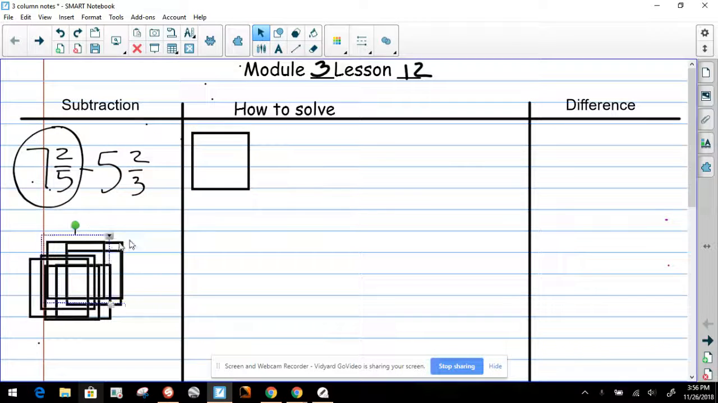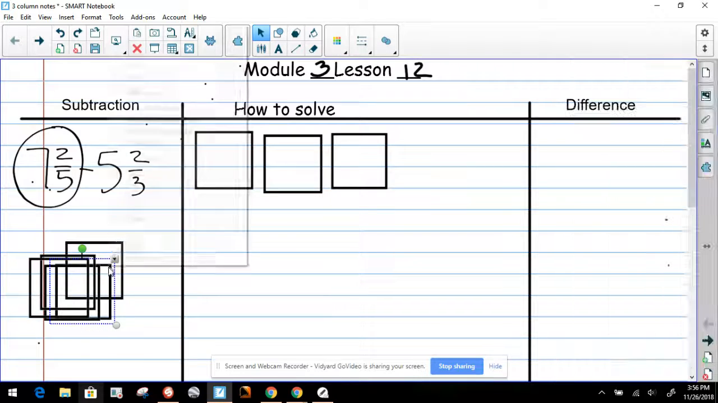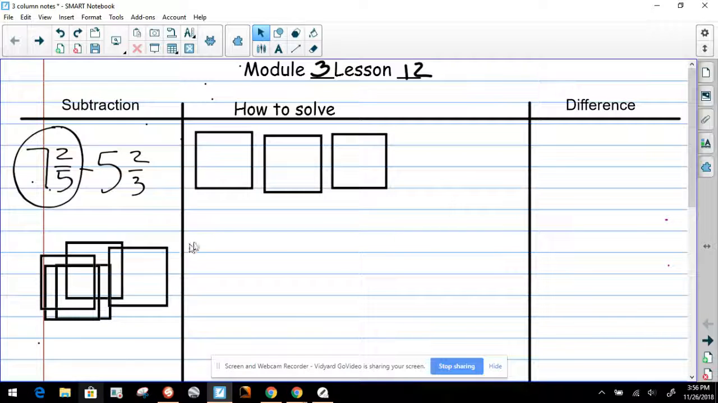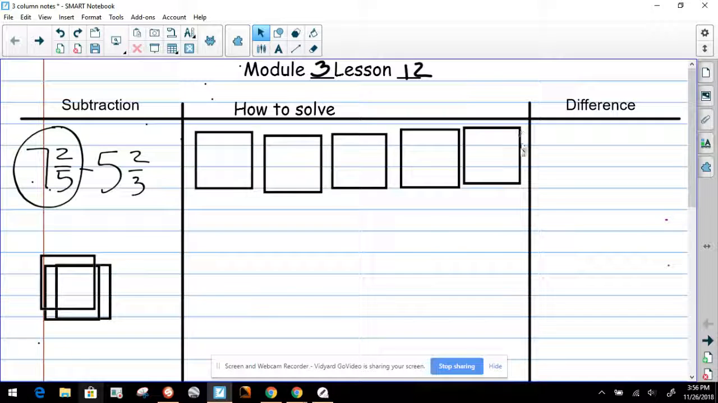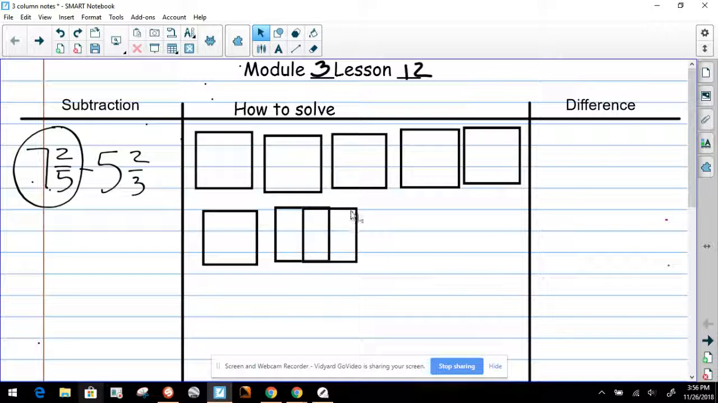So that's going to be 1, 1, 2, 3, 4. Okay, let's see. We're having a little difficulties here with these models. That's 4, 5, 6, 7. And we also need one model to show that fraction. So here's the model for the fraction.